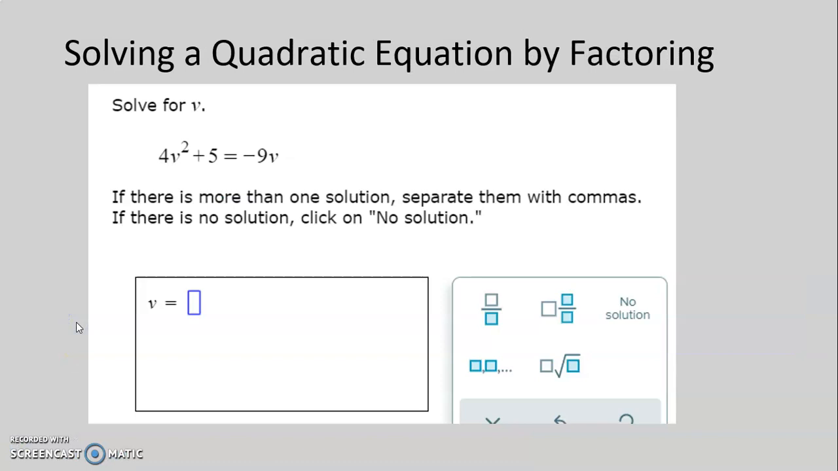So next, instead of the equation already being in its conveniently factored form, what we need to do is first factor it, and then we need to find the solutions like we just did. So we're sort of doing 2 times as much work here on this type of problem. The equation starts out not factored. So it says solve for v. If there is more than one solution, separate them with commas. If there's no solution, click on no solution. For right now, you shouldn't see any that say no solution. They should all have 2 solutions.